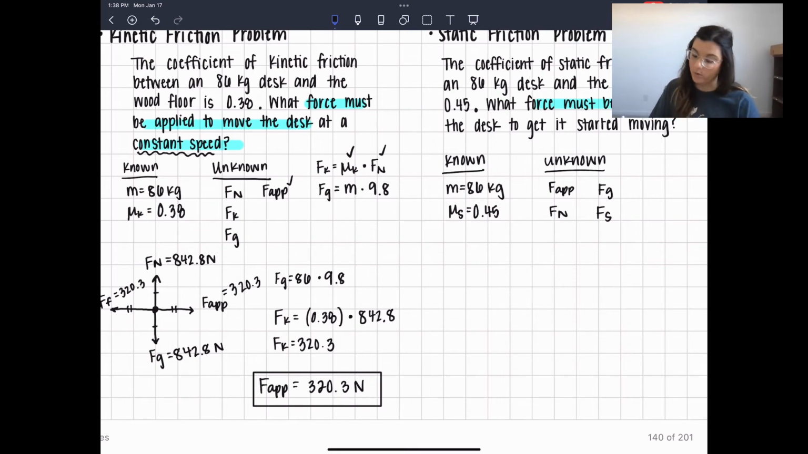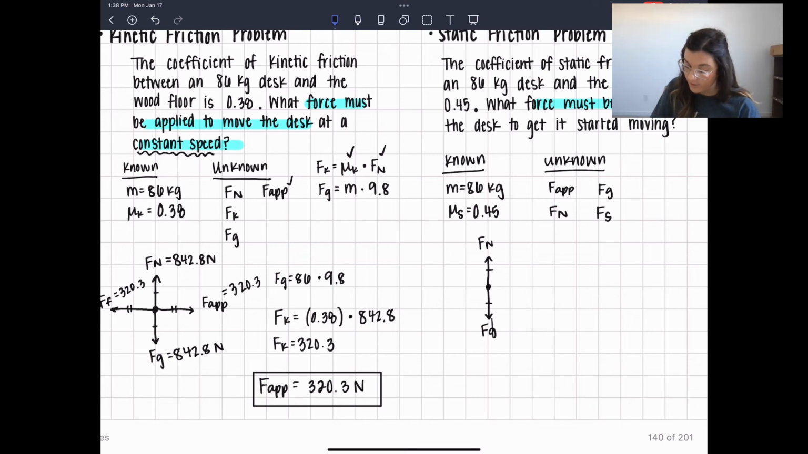I think that'll help me organize my thoughts a little bit more, because I'm still not quite sure where to go from here. So I know that the desk is going to experience gravity, and I know that it's also going to experience a normal force. And since it's not accelerating up or falling into the earth, I'm going to assume that these are balanced. And I know that the desk is starting to move, which means it's accelerating forward horizontally.